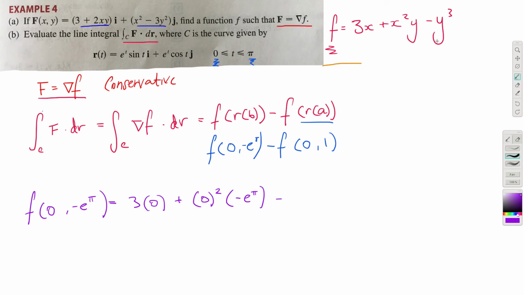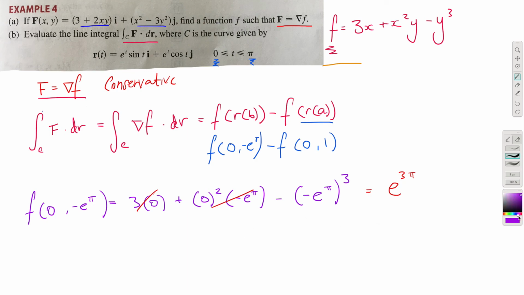Minus negative e to the pi, cubed. So this is going to go away because this is 0, and this has a 0 in it too, so it's going to go away. These negatives are going to become a positive, so we're going to end up with e to the 3 pi. Pretty cool.